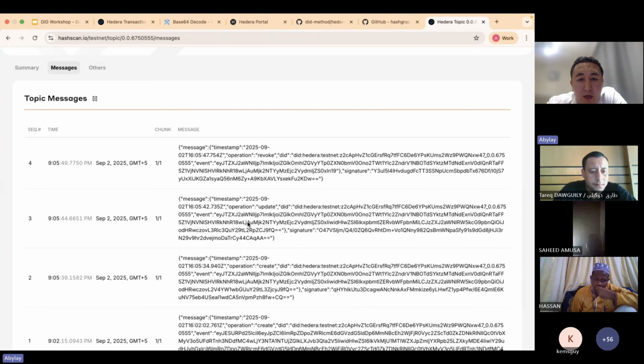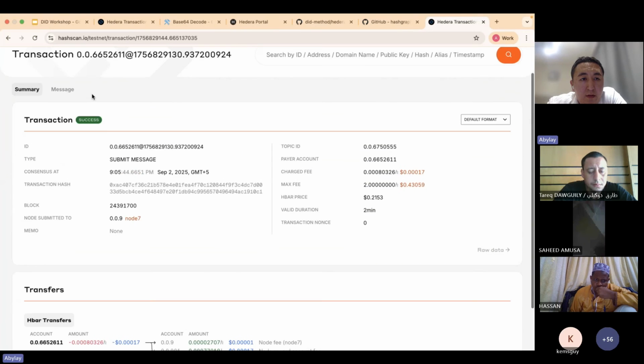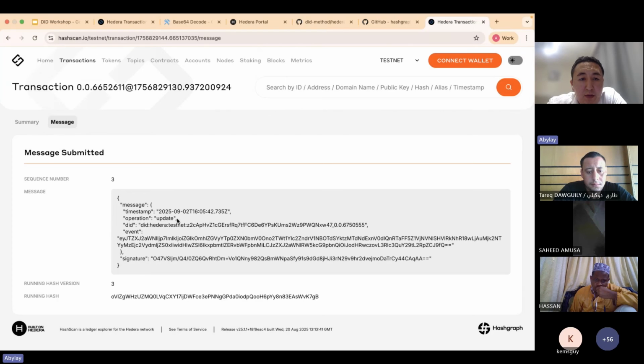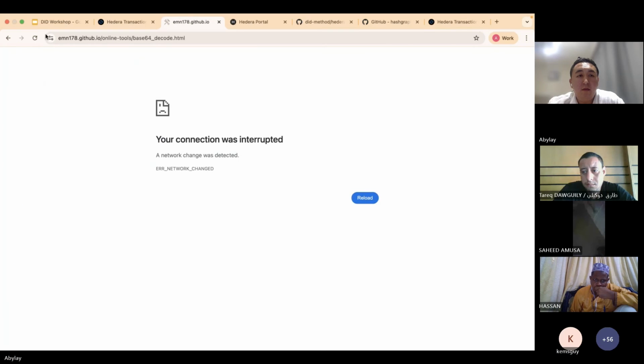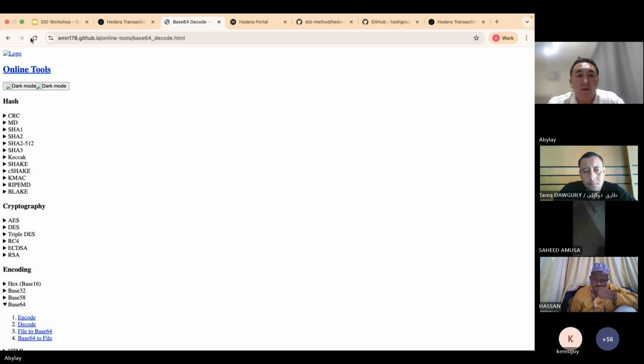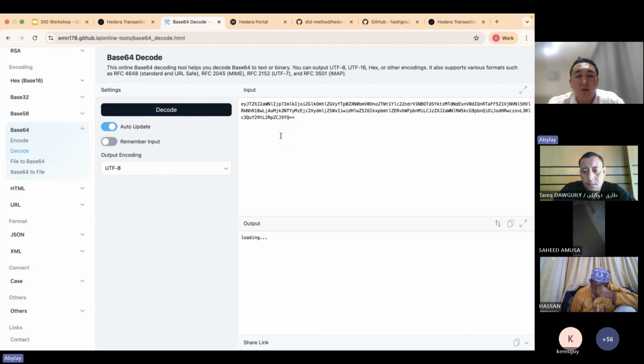Basically, we have updated. The operation type is update, you see. So if you decode this event, you will see that we have attached... I don't know why this website isn't working. Load it again. Very interesting. Okay, let's try once more. Decode. It's very simple. Why is it taking so much time?